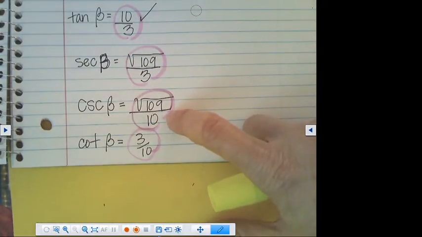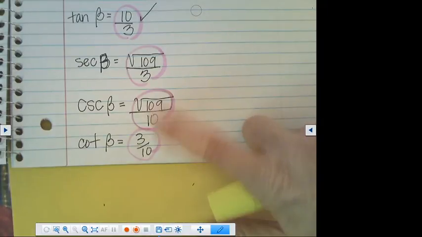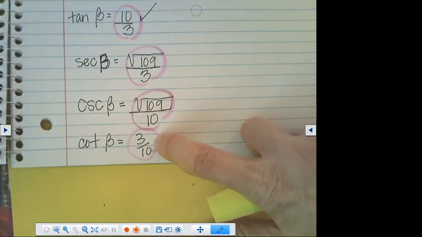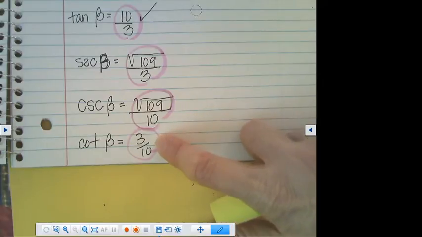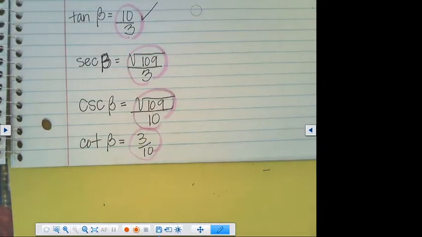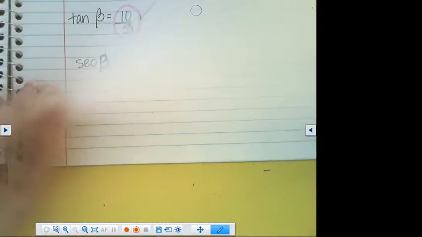Cosecant, square root of 109 over 10. And then if you invert your tangent answer, you get 3/10. So the cotangent of beta is 3/10. All right, how do we do on that? Did anybody get all those correct? Anybody? Okay. All right, guys, let's do some more. Let's find where we're having trouble.